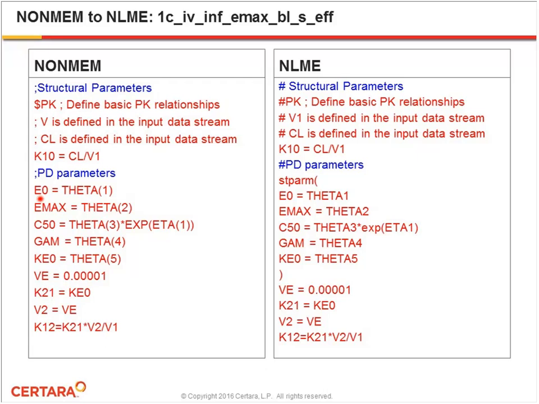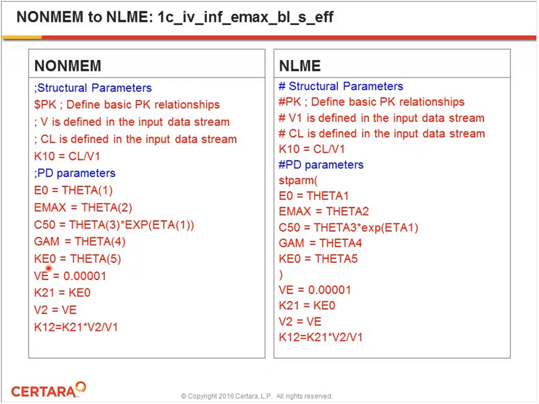This equals the first fixed effects, theta 1, and so forth, Emax, C50, and so forth. And the only structural parameter for which we allow a random effect is actually the C50, where we apply this random effect eta 1. Other than that, it's just assigning structural parameters to the fixed effect theta in increasing order.